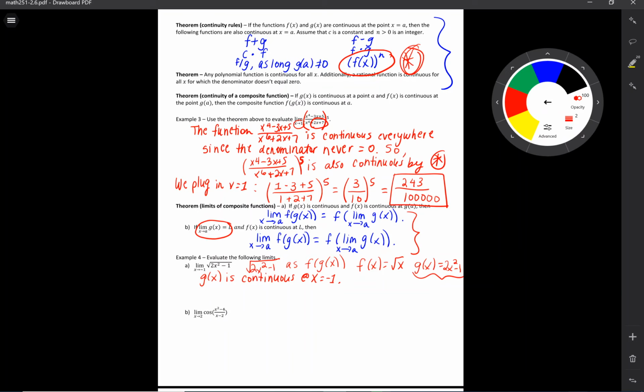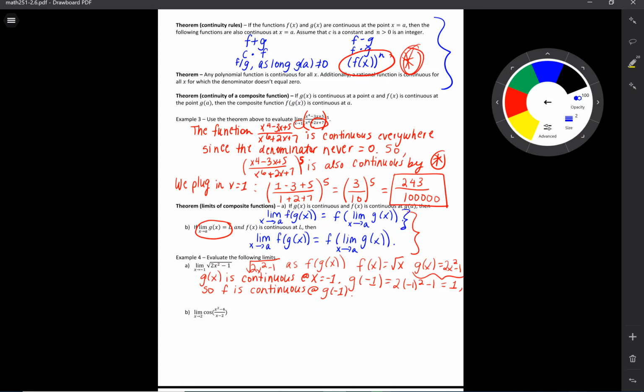Well, I see that g of -1 is equal to 2 times -1 squared minus 1, which is equal to 1. So this means that f is continuous at g of -1. So we've taken care of what we need to make sure is true, and now I can use the theorem itself, this guy right here.